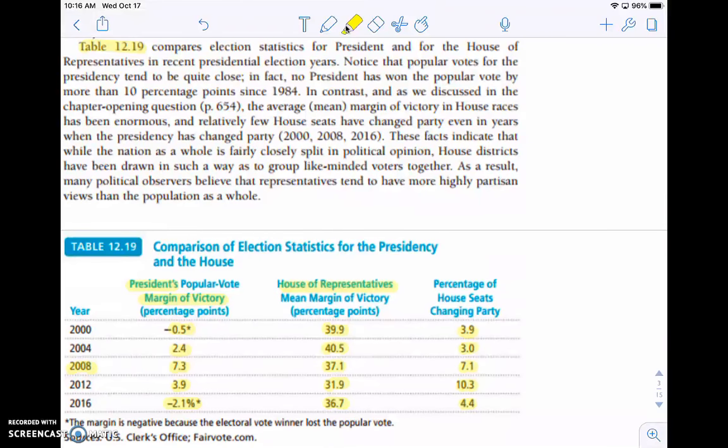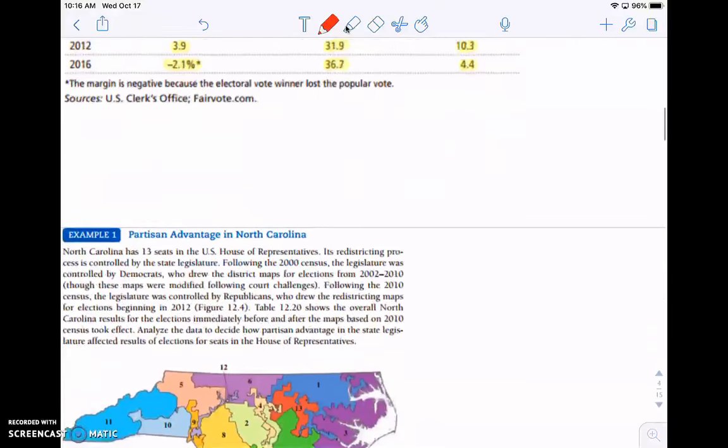But that margin of victory compared to the presidential margin of victory makes us wonder what may be the cause of this. And so this is where we dive a little bit deeper: why such discrepancies? For example, in 2004, in the presidential election, the margin of victory was 2.4 percentage points, but the House of Representatives average margin of victory for each individual was 40.5%, which is significantly more. So the question is why?